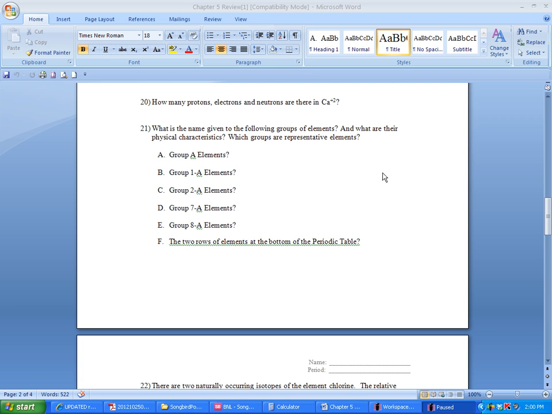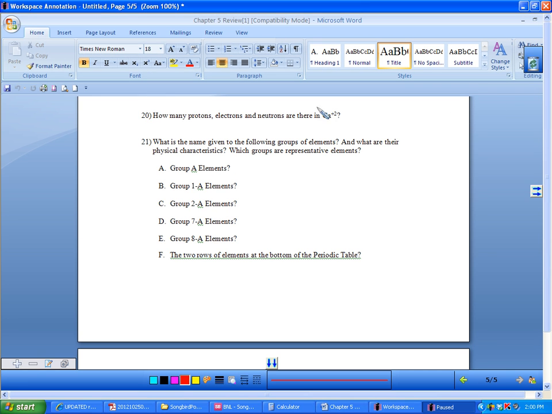All right. Okay, now we want to know how many protons, electrons, and neutrons are there in calcium 2+. So that's an ion, so it's missing. The reason it's 2+ is it's missing 2 electrons. So if I look at calcium on the periodic table, it is number 20. So it has 20 protons. It's missing 2 electrons, so it has 18 electrons. And then I have to look at the mass of calcium, and the mass of calcium is 40. So 40 minus my 20 protons tells me that I have 20 neutrons.